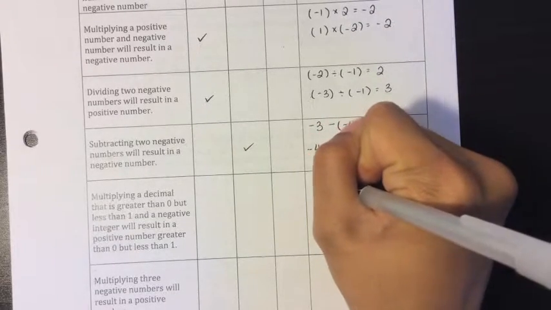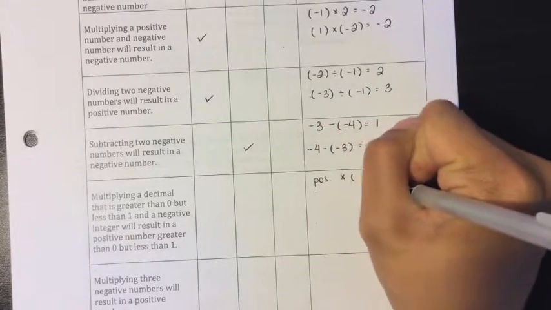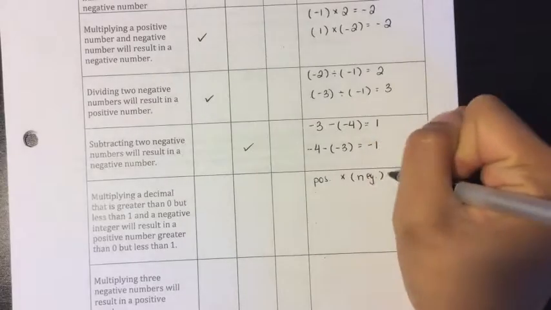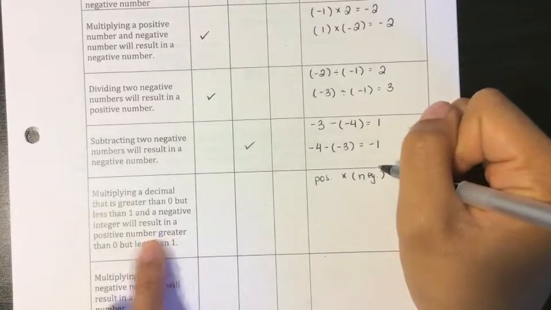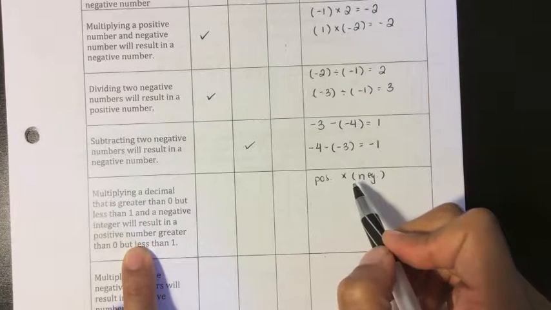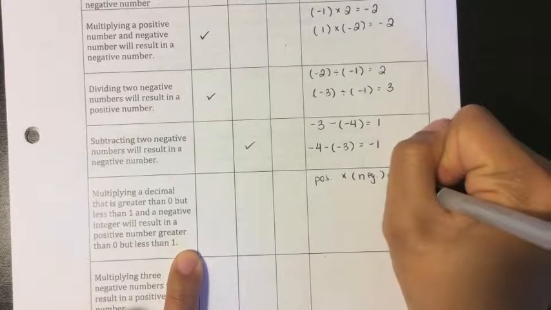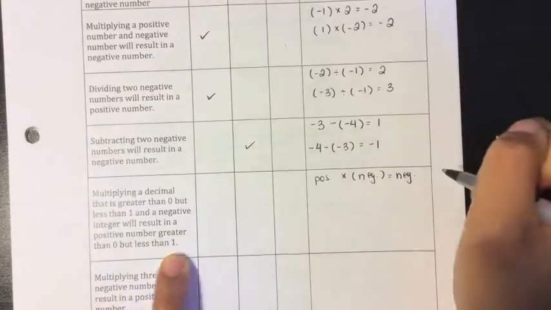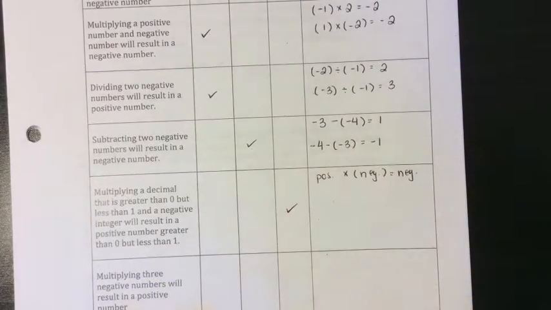So they're letting us know that a positive times a negative, and they're claiming that this will become a positive number. So what you should know is that if you're multiplying things that are opposite of each other, you're always going to get a negative solution. So this is never true.